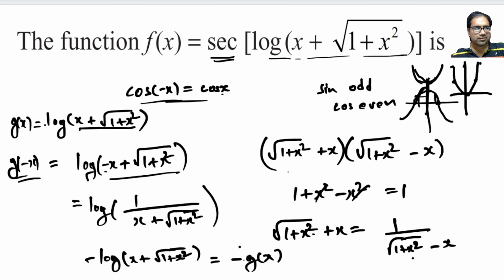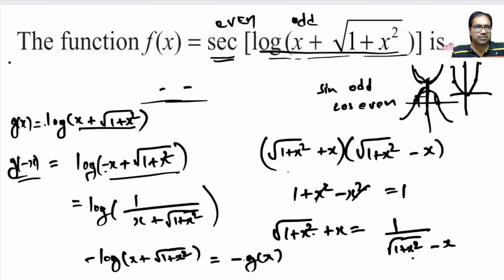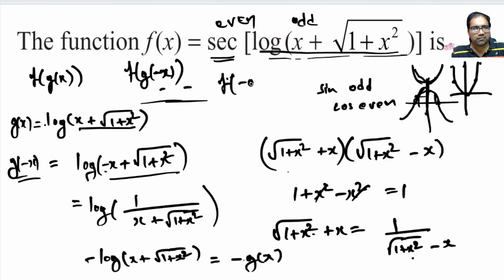Right, g of minus x is equal to minus g of x. What does that mean? This entire function is odd. Log of this thing is odd. This thing is even. Secant function is even. Now let us take these cases: f of g of x versus f of g of minus x. F of g of minus x. G of minus x is minus g of x, so f of minus g of x, because g of x is odd function.